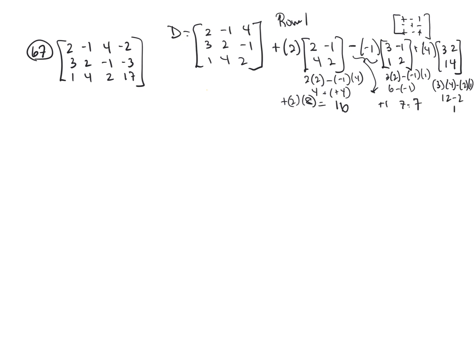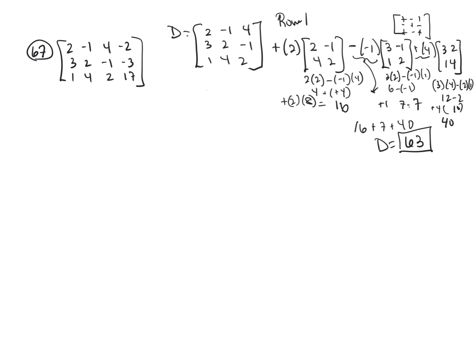12 minus 2 is 10, but then I have this plus 4. That's going to give me 40. So I have 16 plus 7 plus 40, and they're all positive. Really? Okay, so what does that give me? That's 23 and 40, so that gives me a total of 63 for D. Okay, now we're going to go try and find D sub x.